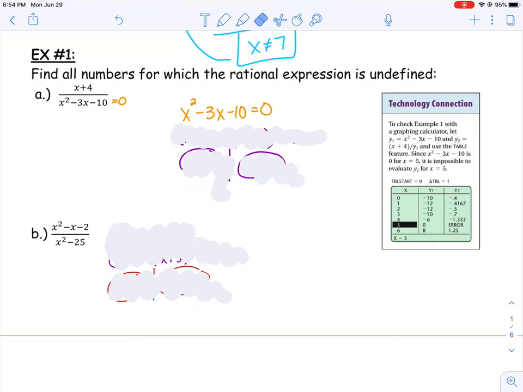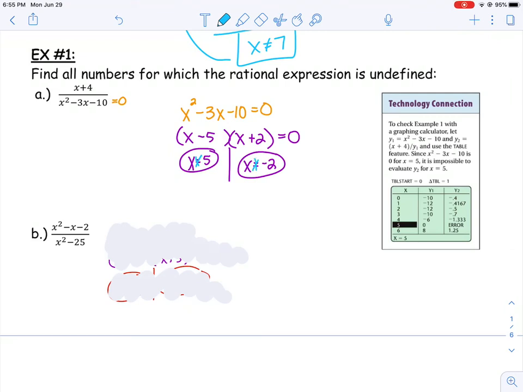So what numbers multiply to negative 10 that add to negative 3? I got negative 5 and positive 2. Now let's keep going and figure out what x is. So when I set it equal to 0, I ended up getting x equals 5 and x equals negative 2. But what this actually means is x can't equal 5 and x can't equal negative 2.